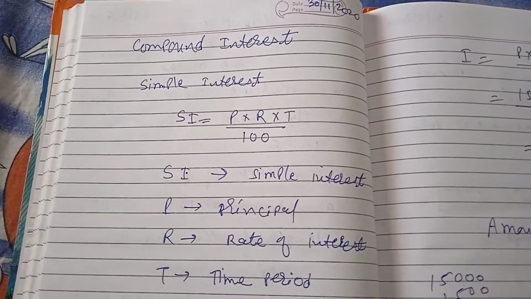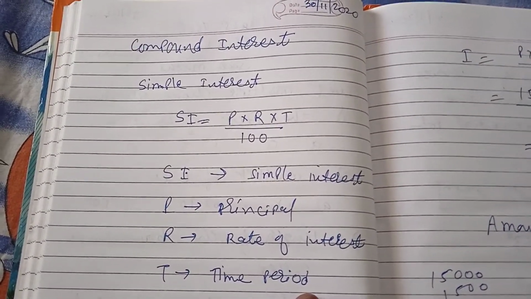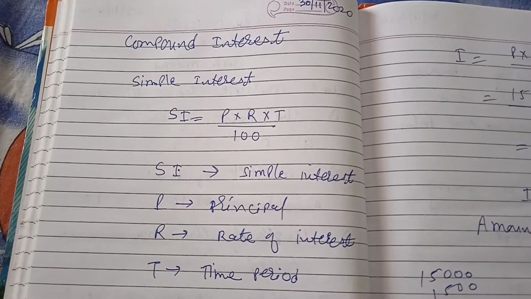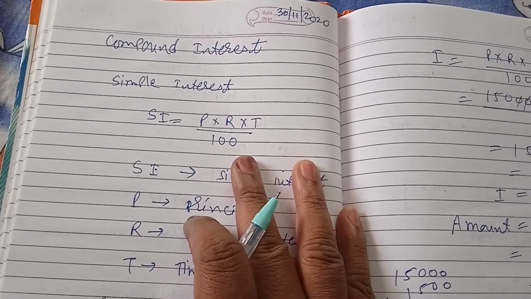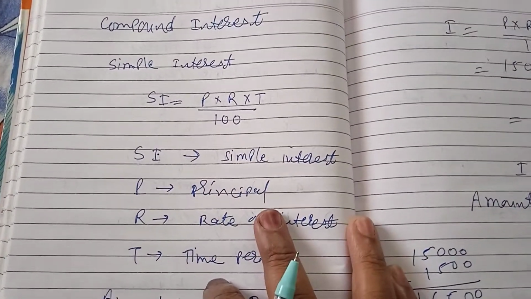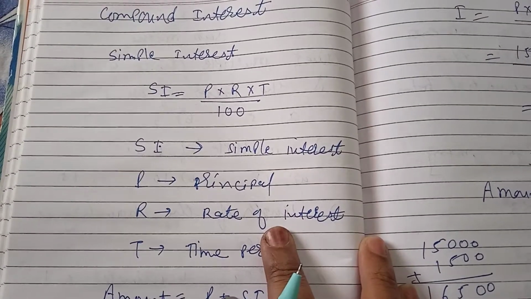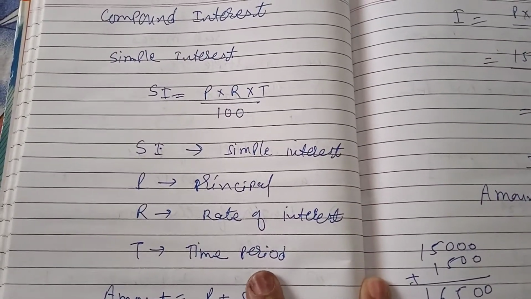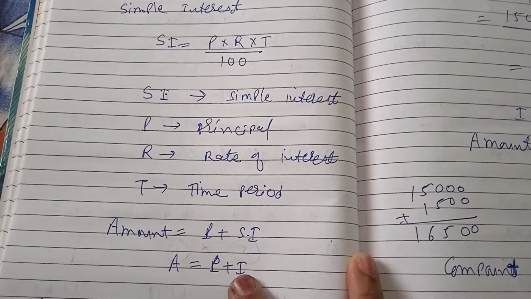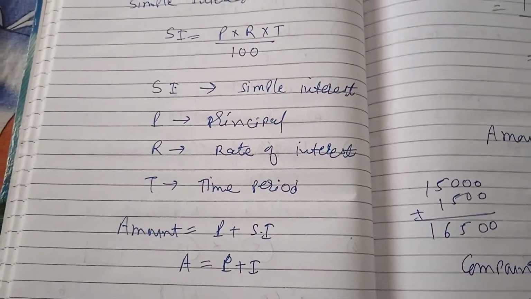Dear students, last period we have seen this topic as simple interest. Here, the formula is SI equals P into R into T upon 100. Here, SI means the simple interest, P means principal, R is the rate of interest, and T is the time period. And then amount is equal to principal plus interest.